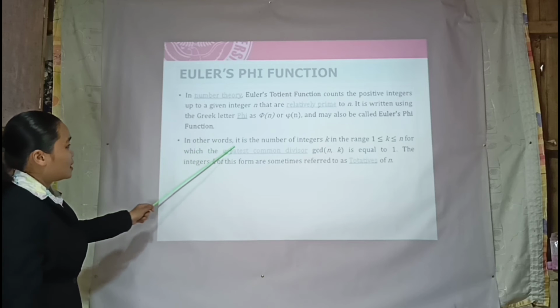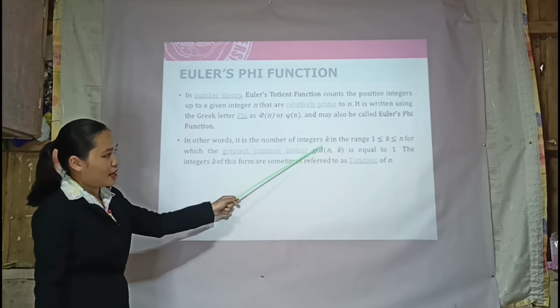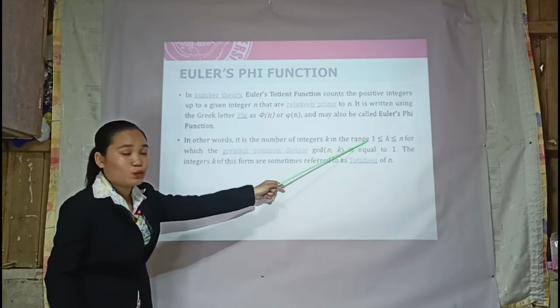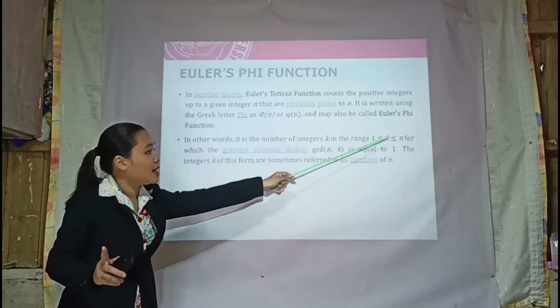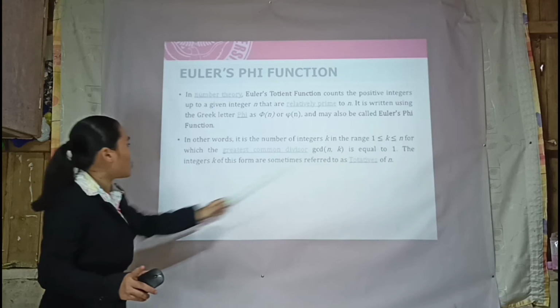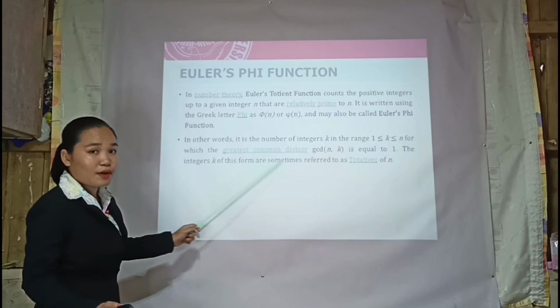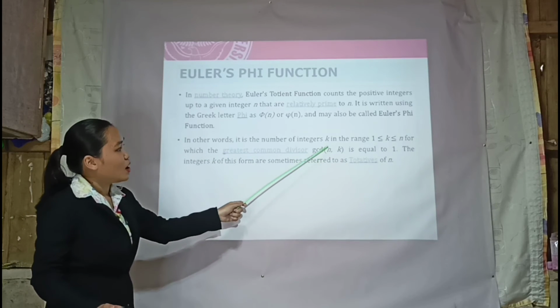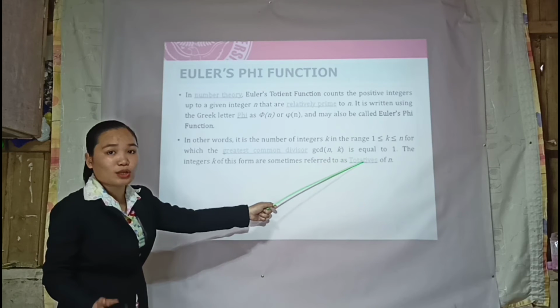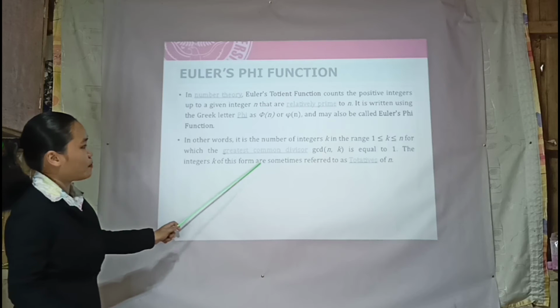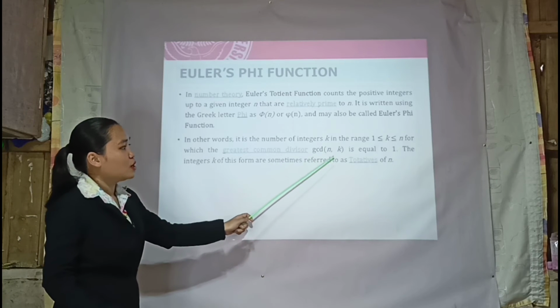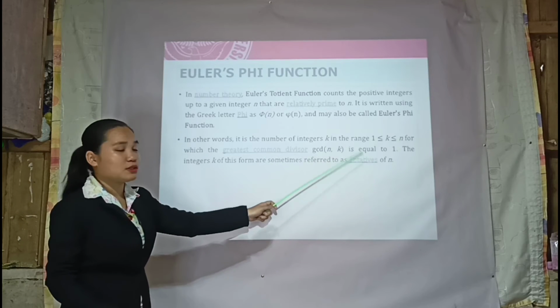In other words, it is the number of integers k in the range 1 less than or equal to k, and k less than or equal to n, for which the greatest common divisor or GCD of n and k is equal to 1. The integers k of this form are sometimes referred to as totatives of n.